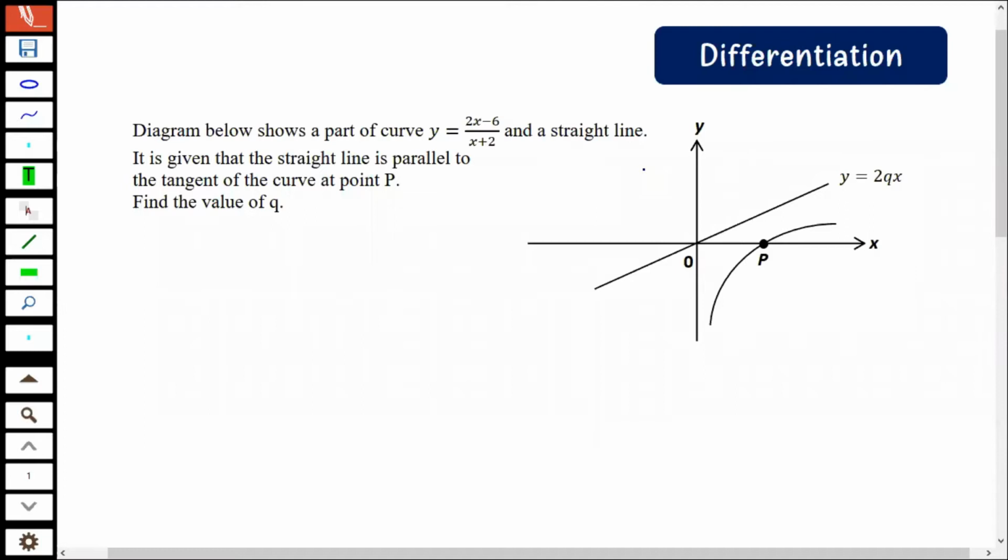Hi guys, in this video I would like to explain a question from the chapter differentiation. Actually, it's one of the interesting and perfect questions, guys, to test you. Okay, so now let us move on to the question.